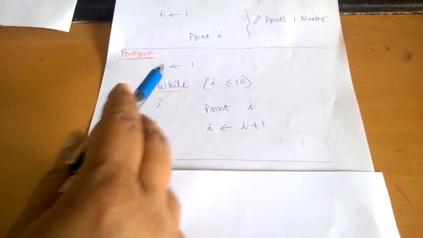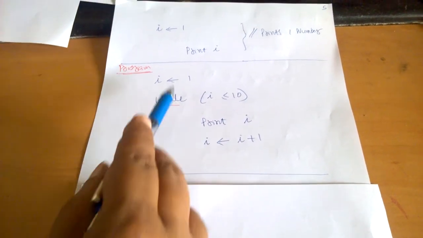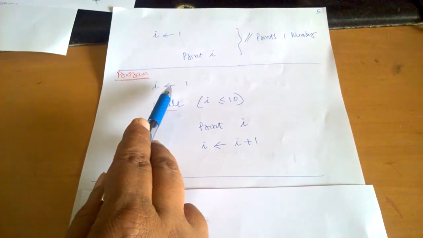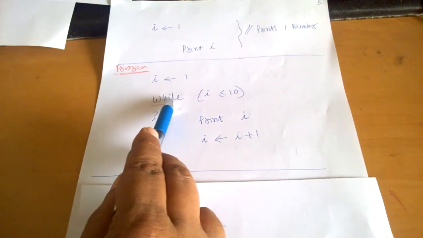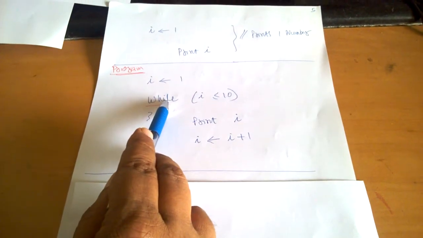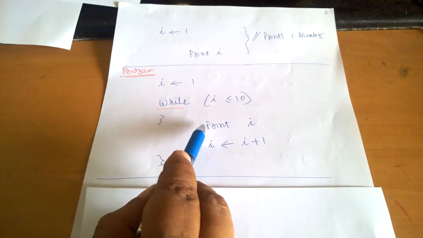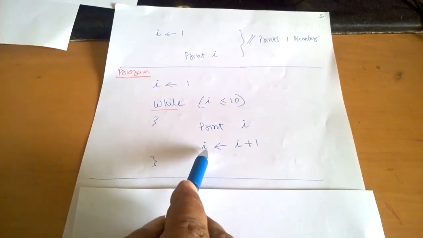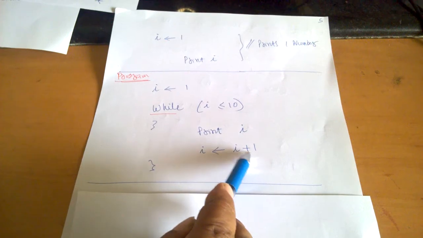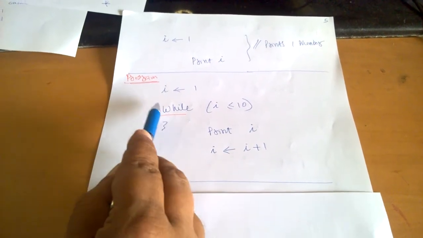We have understood that. Now let's take an example. We will say first initially I is 1. Then while I is less than or equal to 10. Is that true? Yes, I is 1, so it is less than 10. So it goes inside. It prints 1. And then it increments I by 1. So I becomes 2. It will go back and check.